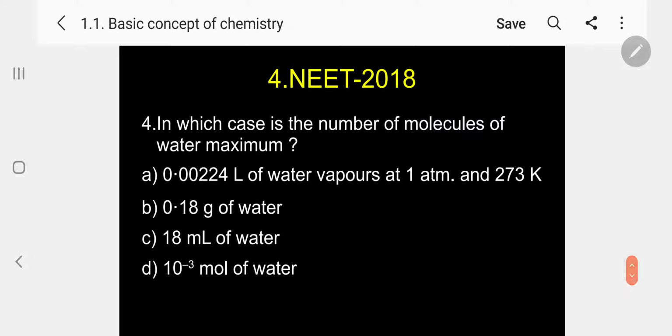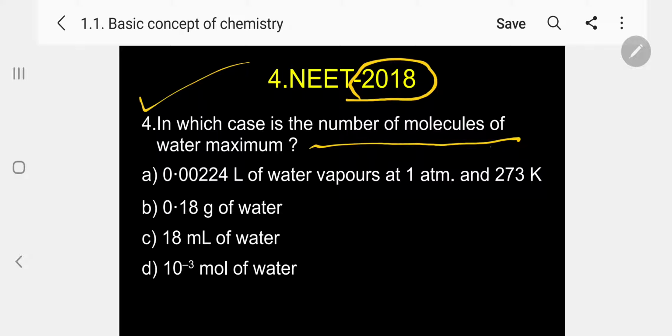Question number 4, asked in 2018 again. All the questions are from 2018 alone. In 2016 and 2017, no question was asked. All the 4 questions we have seen so far are from 2018. In which case is the number of molecules of water maximum? Please follow.